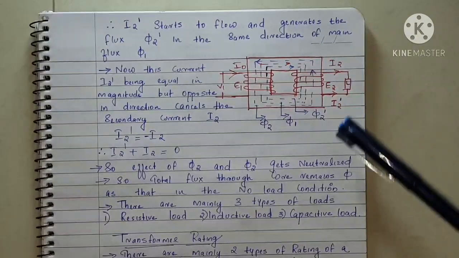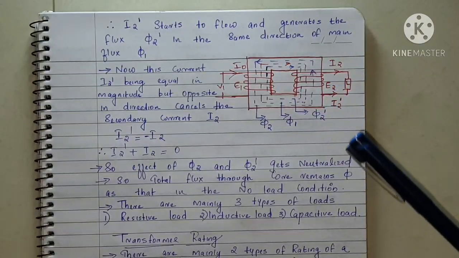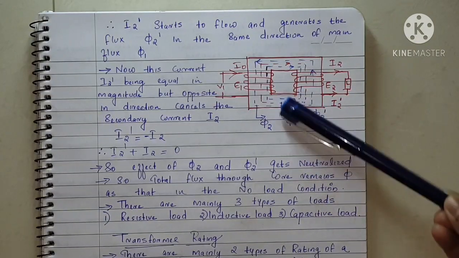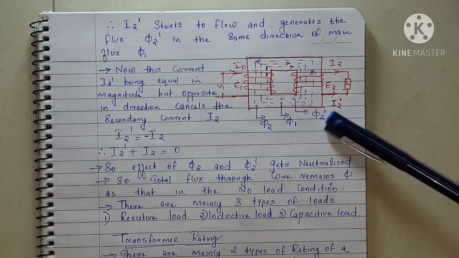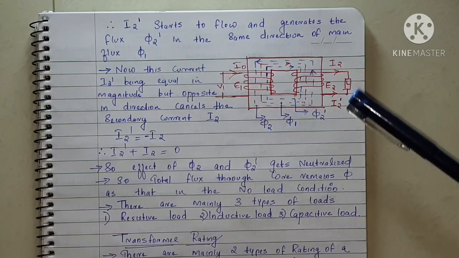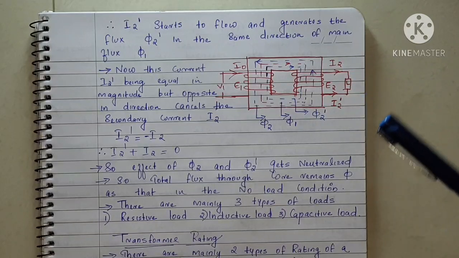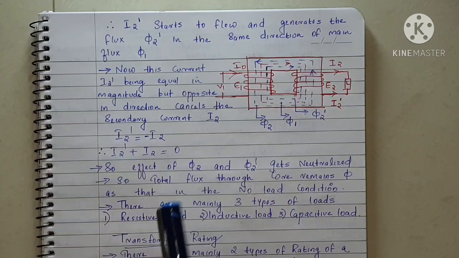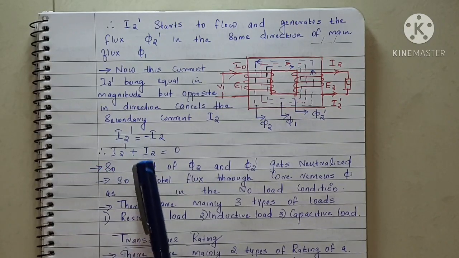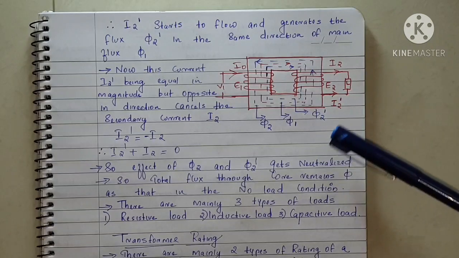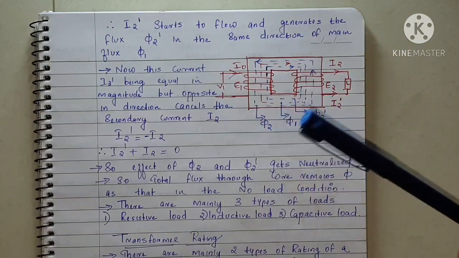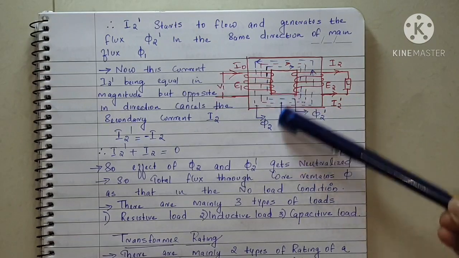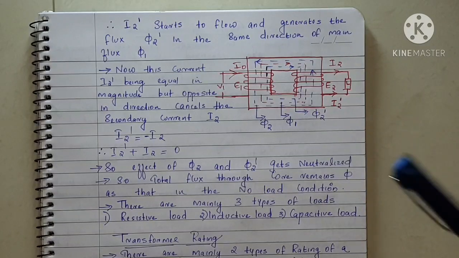Therefore, I2 dash starts to flow and generates flux phi2 dash in the same direction as our main flux phi1. Now this current I2 dash, being equal in magnitude but opposite in direction, cancels the secondary current I2. That is, I2 dash equals minus I2, so I2 dash plus I2 equals 0. So the effect of phi2 dash and phi2 gets neutralized. So the total flux through the core remains as phi1, that is phi, as in the no load condition.